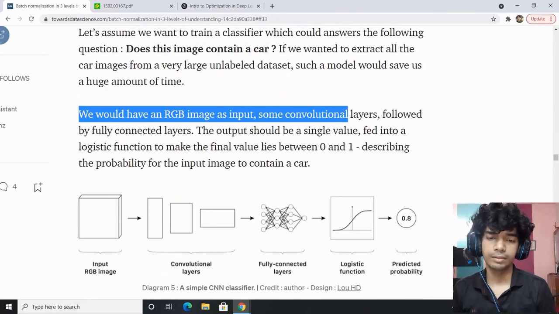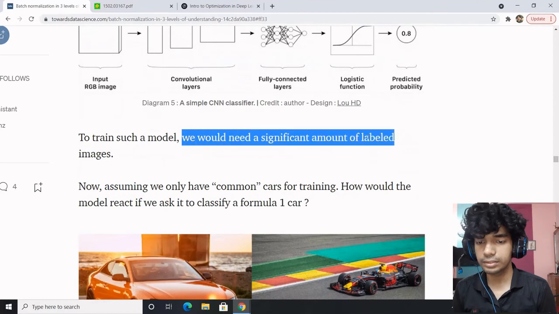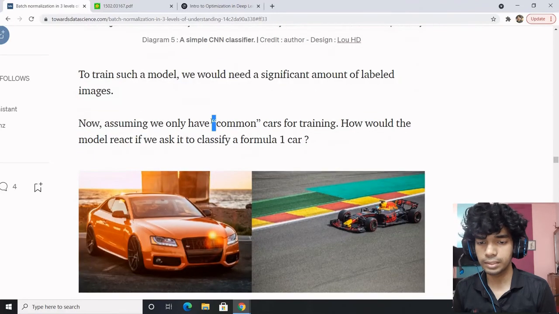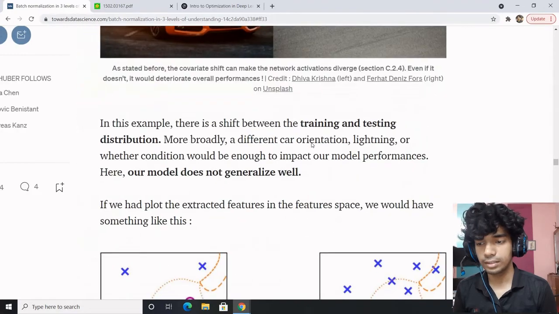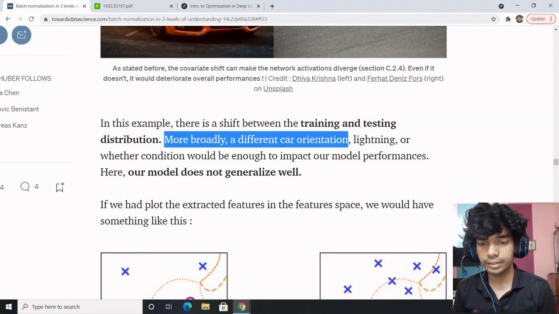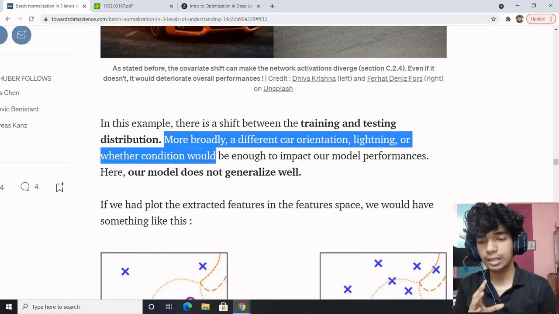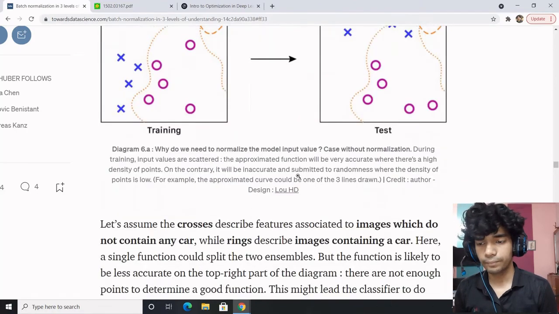We would have RGB as input, followed by an output with a single value describing the properties. To summarize, we need a significant amount of labeled data. Now assuming we have common cars for training, how would the model react if we were to classify a Formula 1 car? In this example, there is a shift between the training and testing distribution. More broadly, a different car orientation, lighting or weather condition would be enough to impact model performance. A model does not generalize well.